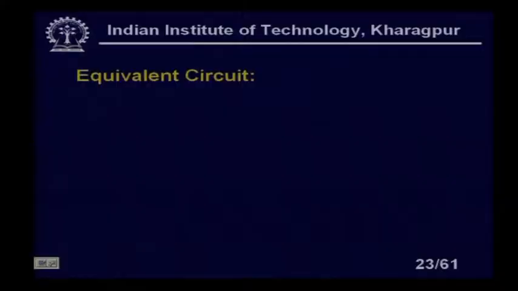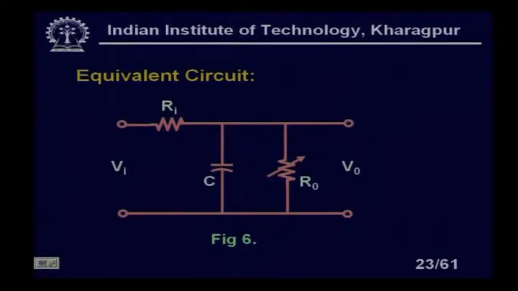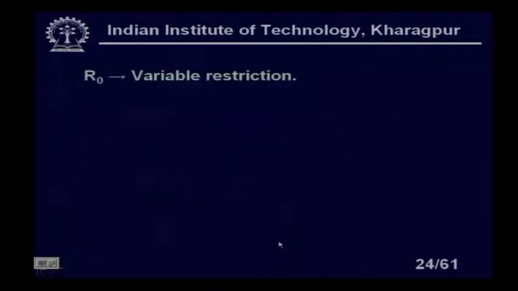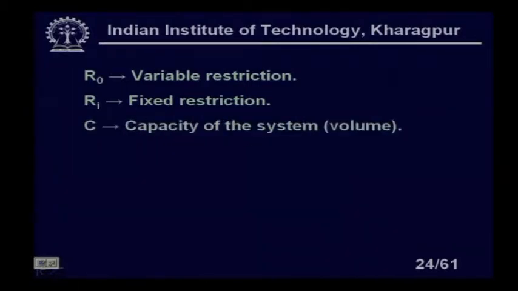Keeping all this in mind, we get the following electrical representation of our flapper nozzle system, which looks like this. R_I and C: R_I is the input side, that means the supply side restrictor, and R_O is the load side restrictor. We have V_I and V_O. R_O is a variable restriction, and R_I is a fixed restriction. What is the fixed restriction? It is the restriction at the input side. Then C is the capacity of the system, that is, the volume. So, this makes up our flapper nozzle system.